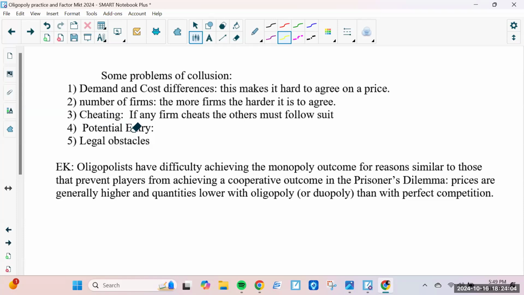That's always neat. There's always potential entry. There's always new companies that come in, and of course it's illegal. So oligopolies have difficulty achieving monopoly outcome. Anytime you see an EK like this in these notes, that means that's an essential knowledge that the College Board says you need to know for the AP exam. And it says oligopolies have difficulty achieving monopoly outcome for reasons similar to those that prevent players from achieving outcomes in prisoner's dilemma. In other words, cheating on each other. That's what that really is.